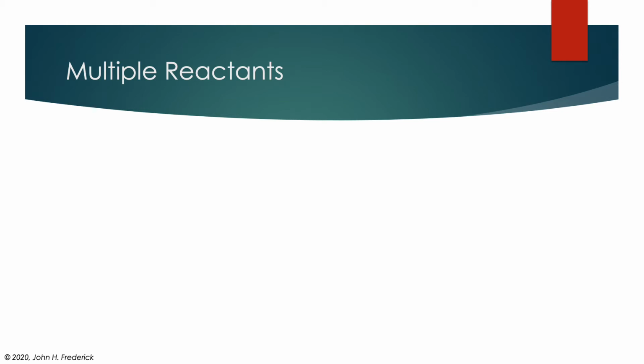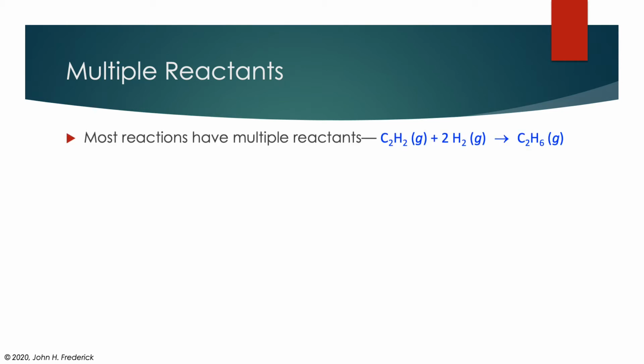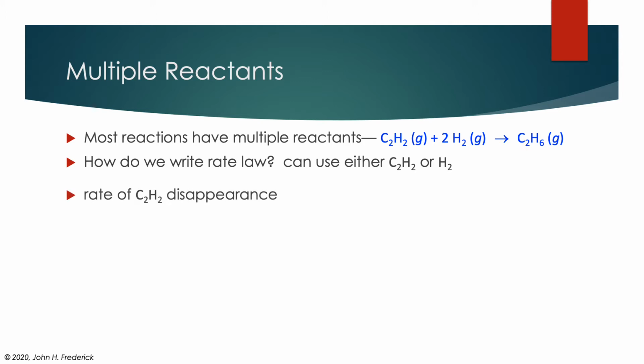So when we have multiple reactants, let's say we have a reaction like acetylene reacting with hydrogen to form ethane, how would we treat the rate law in this case? How would we write it? We could use either the acetylene, C2H2, or hydrogen to do that. If I was going to write it in terms of the acetylene disappearance, I might write a rate law where the rate is equal to the disappearance, negative change in acetylene concentration per time. If I don't specify any numbers here, I'm just going to say that the change in the acetylene concentration might be some number x, so it would be minus x over delta t.